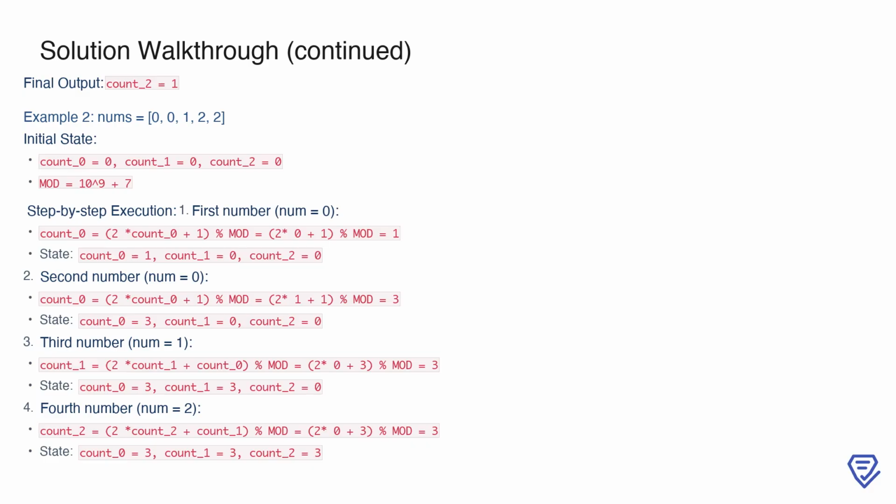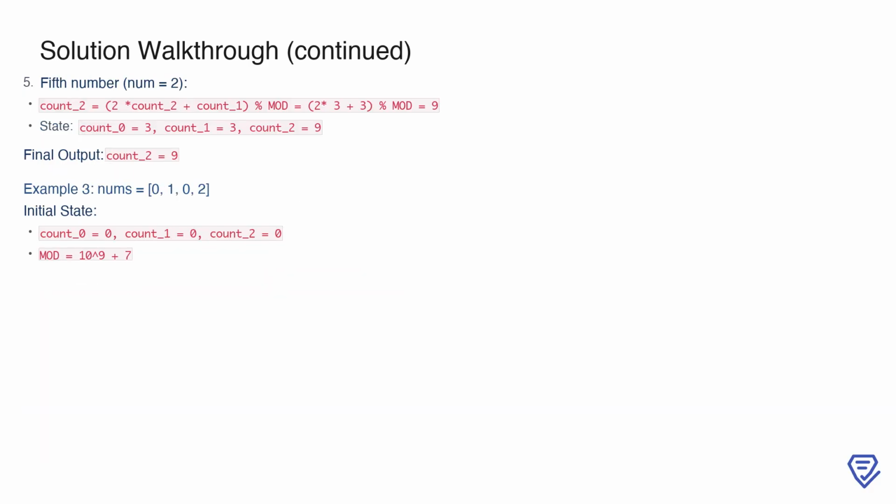Moving on to the third number, 1, we compute count_1 equals 2 * count_1 + count_0 % mod. Since count_0 is 3 and count_1 was initially 0, this updates count_1 to 3. The fourth number is 2, and using the formula count_2 equals 2 * count_2 + count_1 % mod, we find that count_2 becomes 3 as well. At this point, the state of the counters is count_0 equals 3, count_1 equals 3, and count_2 equals 3.